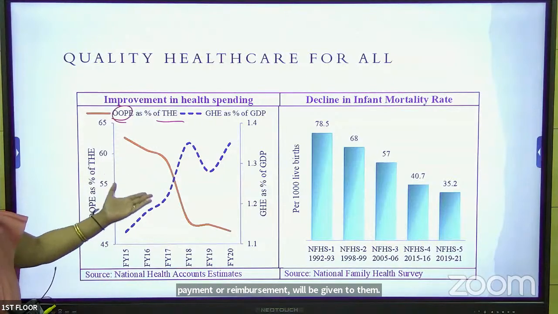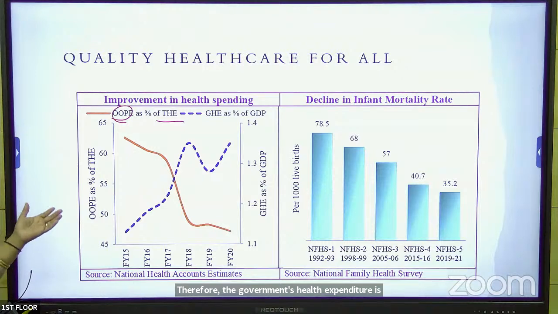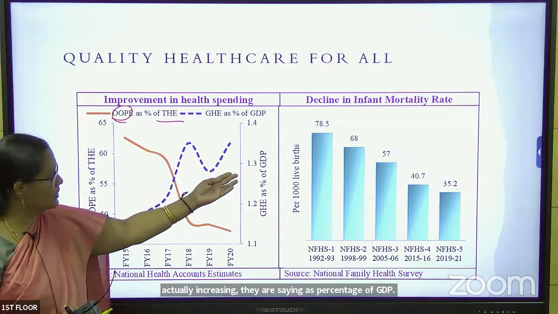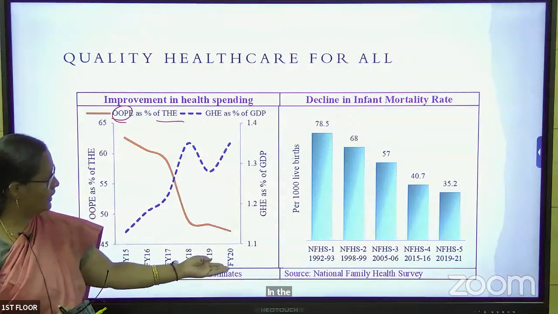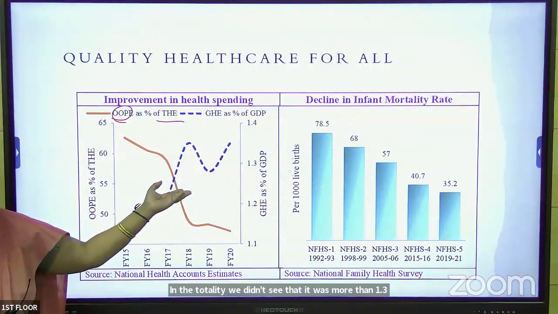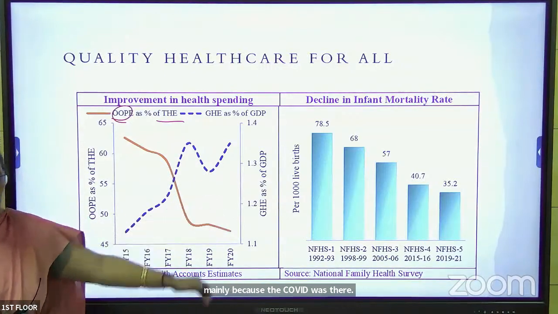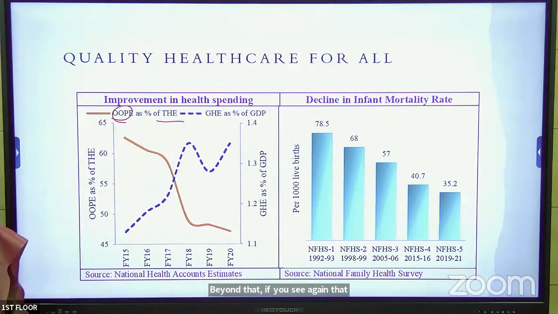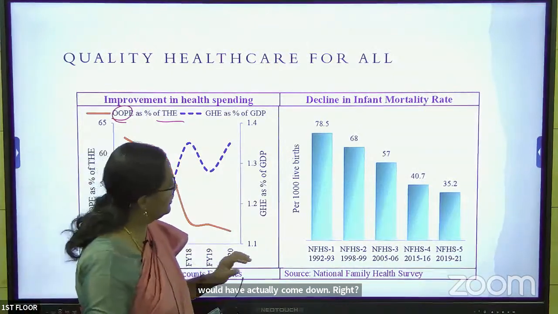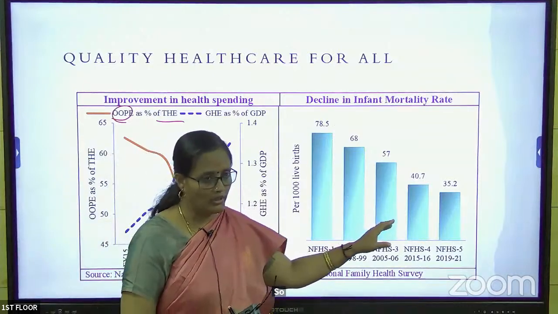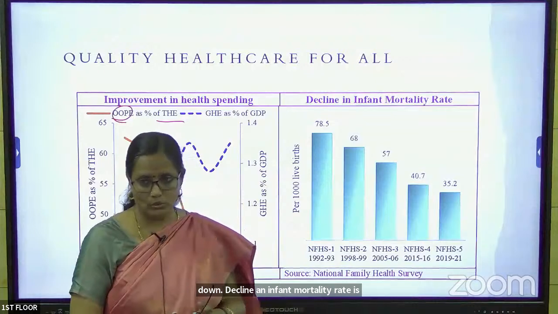Therefore, the government's health expenditure is actually increasing, they are saying, as a percentage of GDP. In totality, we didn't see it go more than 1.3%. Maybe it was there in financial year 2020, mainly because COVID was there. Beyond that, that percentage of GDP would have actually come down, right? But out of pocket expenditure is actually coming down. Decline in infant mortality rate is a very appreciable data for us to look at.